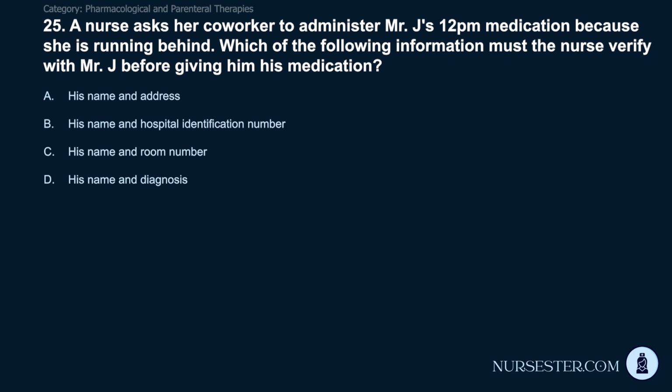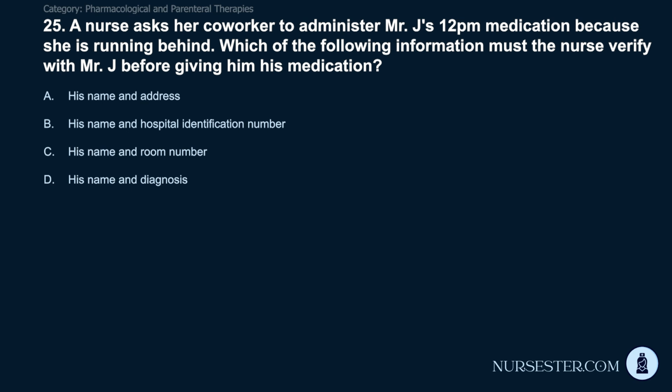25. A nurse asks her coworker to administer Mr. J's 12 p.m. medication because she is running behind. Which of the following information must the nurse verify with Mr. J before giving him his medication? A. His name and address. B. His name and hospital identification number. C. His name and room number.